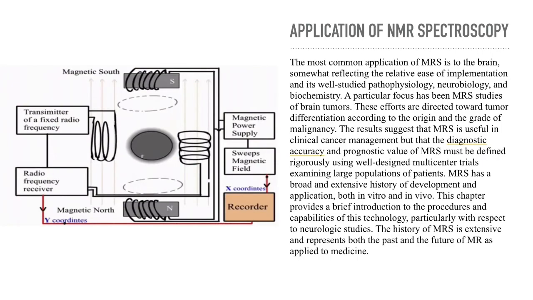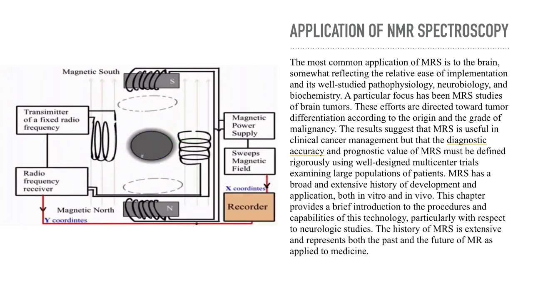The most common application of MRS is the brain, somewhat reflecting the relative ease of implementation and its well studied pathophysiology, neurobiology, and biochemistry. A particular focus has been MRS studies of brain tumors. These efforts are directed towards tumor differentiation according to the grade of malignancy. The result suggests that MRS is useful in clinical cancer management, but that the diagnostic accuracy and prognostic value of MRS must be defined rigorously using well-defined multicenter trials examining large populations of patients.